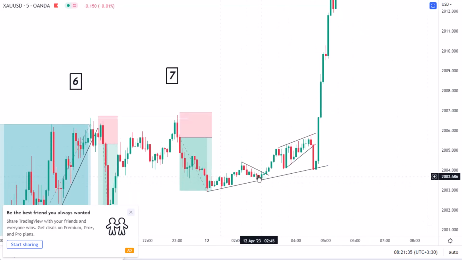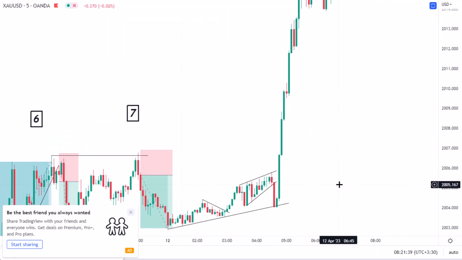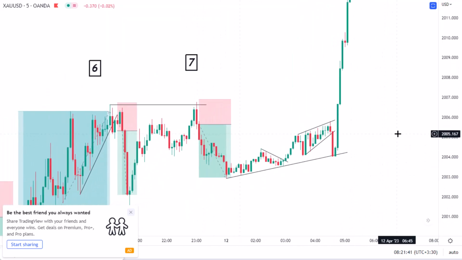You can see some breakouts here and some trend lines, which I'm gonna explain in the next video tomorrow. As the day finishes here, you can see that separator line.